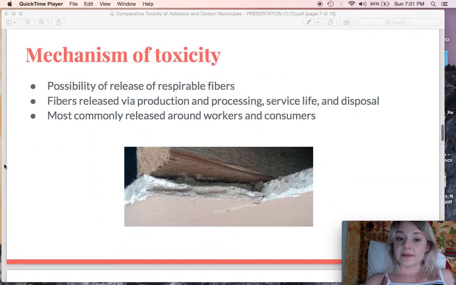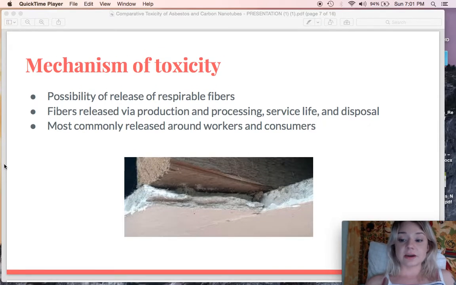Next, I'll talk about the mechanism by which these two substances are toxic. They're toxic because there's the possibility that they can release respirable fibers into the air. A respirable fiber is exactly what it sounds like. It's a fiber that humans can breathe in and get into the lungs, and that is not good. These fibers are most commonly released during production and processing, service life of the material or equipment that they're being used in, as well as disposal of that material.